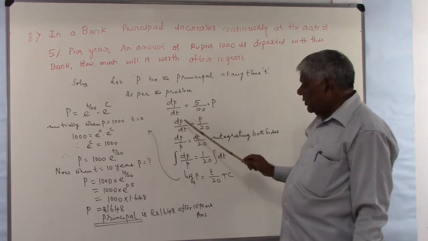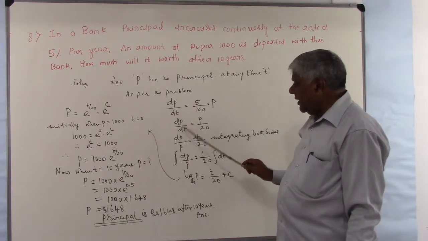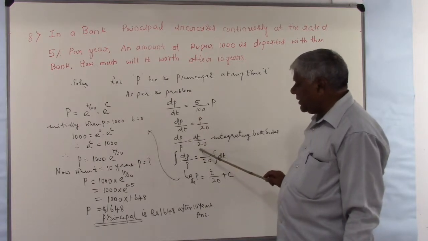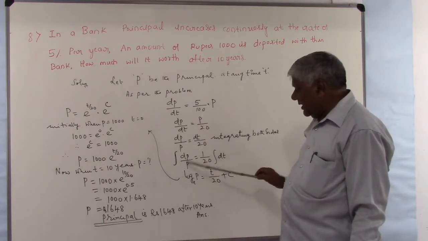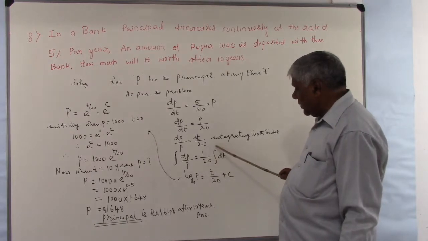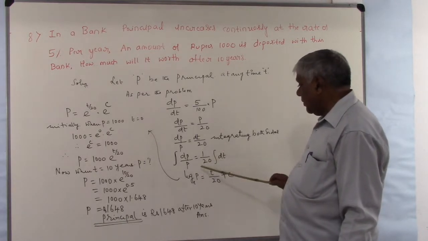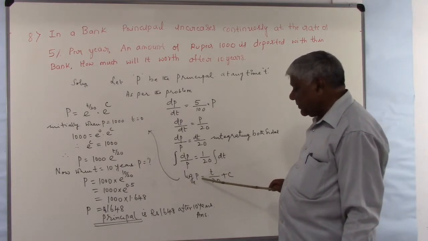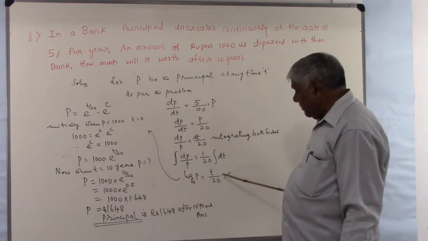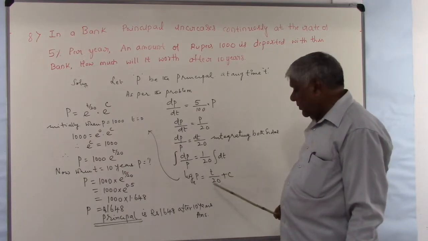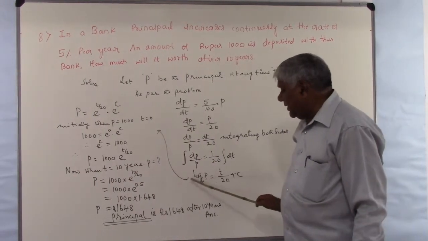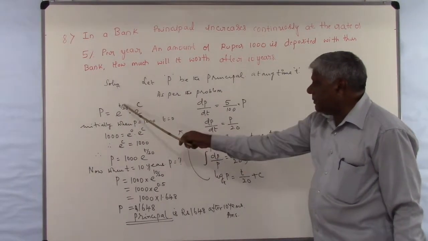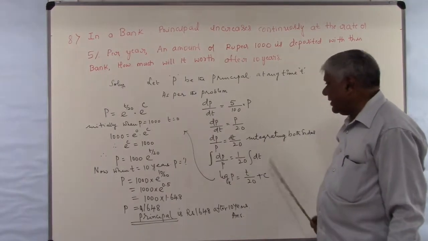Now what I am going to do: it is separable, we have to separate the variables. dp by p is equal to dt by 20. Or integral dp by p is equal to 1 over 20 integral dt. Integrating both sides, we get this. So log of p to the base e is equal to t by 20 plus c. Now, therefore p is equal to e to the power of t by 20 into e to the power of c.